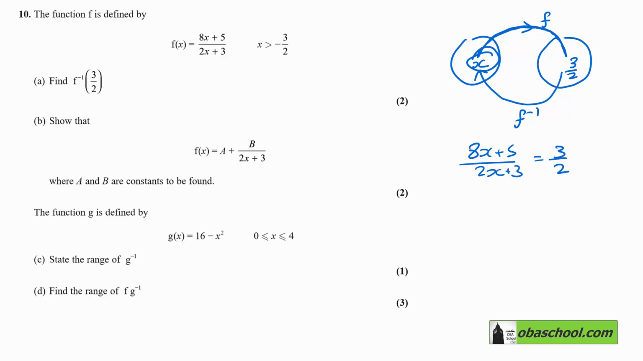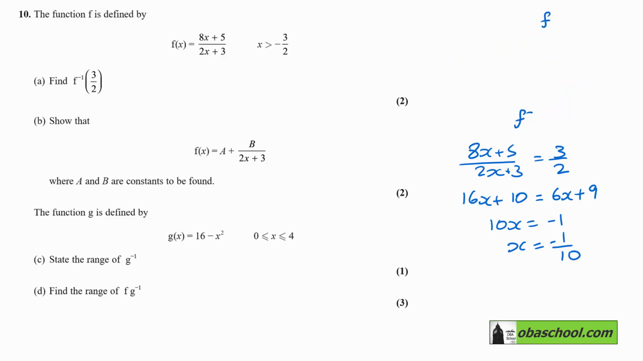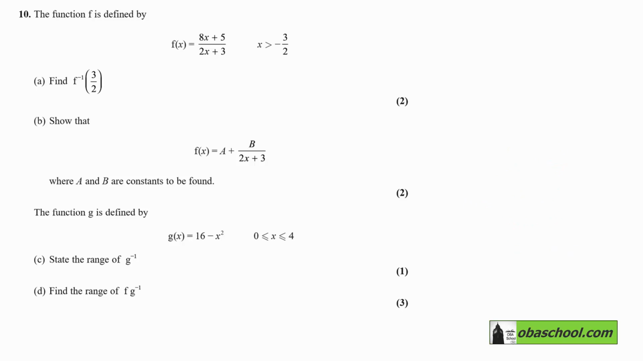So that gives me 16x plus 10 is equal to 6x plus 9, and that's going to give me 10x is equal to negative 1, so x is negative 1/10. So if you spot that, there's a bit less work involved. Anyway, let's move on and look at part B.